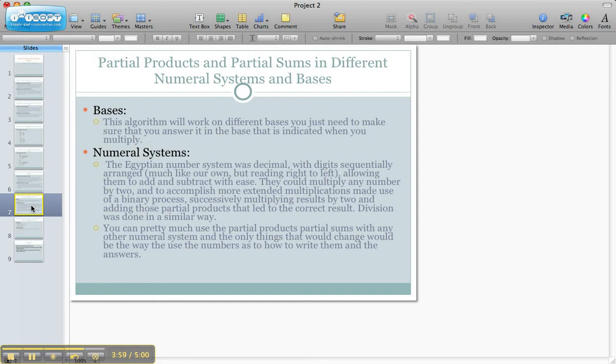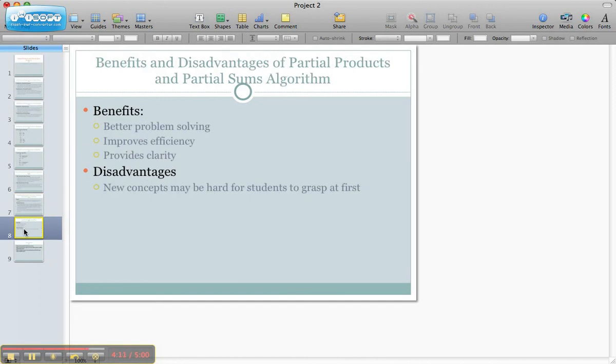You can pretty much use partial sums with any other numeral system, and the only thing that would change would be the way they use the numbers as to how to write them and the answer. The benefits are better problem solving, improved efficiency, and clarity. The disadvantage is that new concepts may be hard for students to grasp at first.